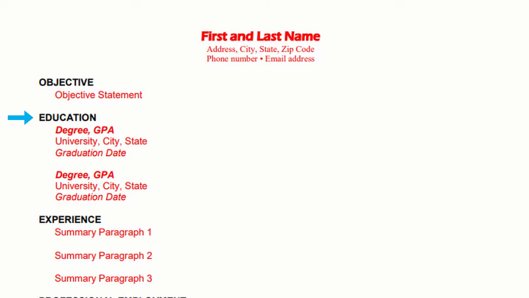Next, education. This section will be straightforward. Enter the name of your degree, for example, Masters of Science in Aerospace Engineering, following that with your GPA as stated on your transcripts.